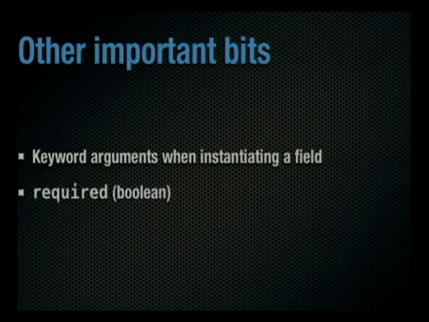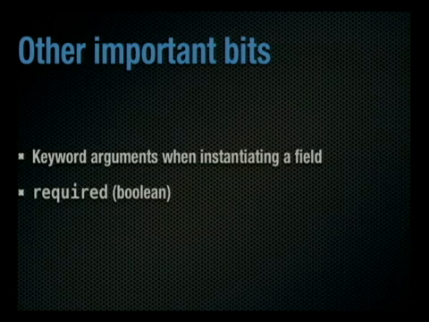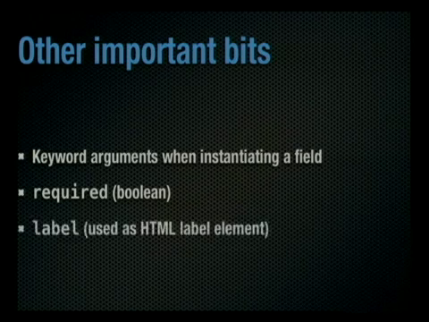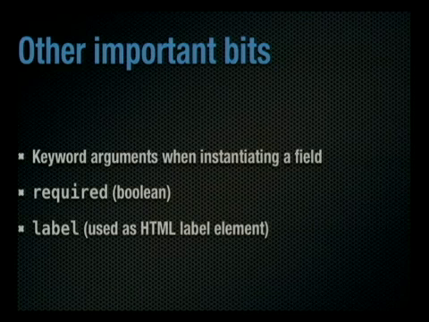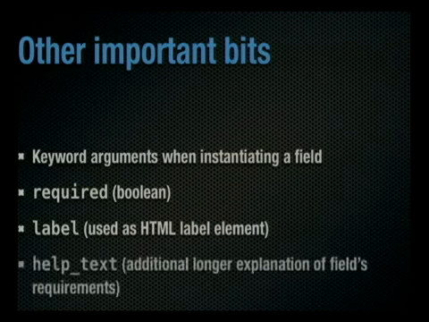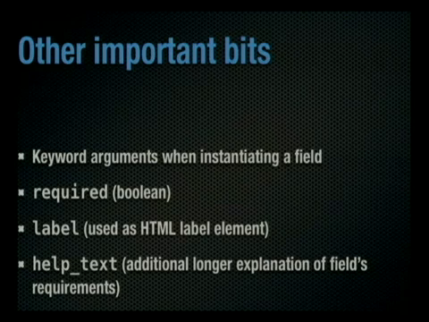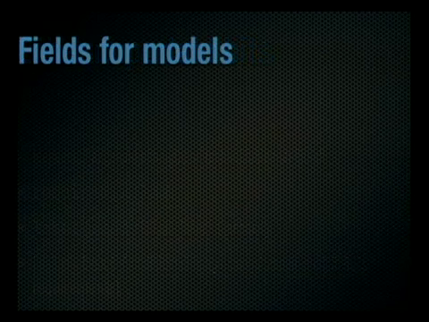Keyword arguments on fields, there are some common ones that it's good to know about. Required lets you say basically whether the field is required. There's a label argument that, when you're outputting the form automatically, is the label you're going to get in the HTML. There's a help text argument, basically same as in the admin. Has everybody used help text in the admin? Basically same thing there. When you're outputting your form, that will show up for that field.